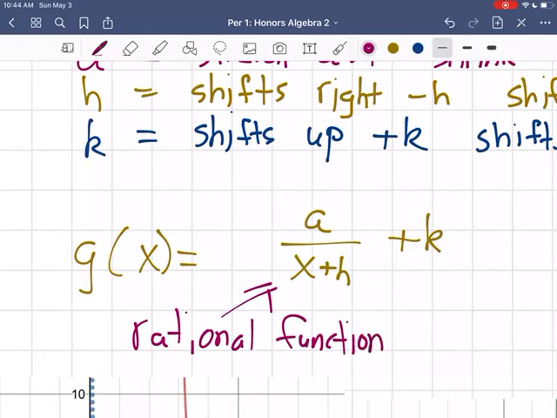We kept all the same letters. We kept a, h, and k and our variable x, and we just switched it so that the x plus h is now in the bottom. That's what a rational function kind of is, the most basic rational function.